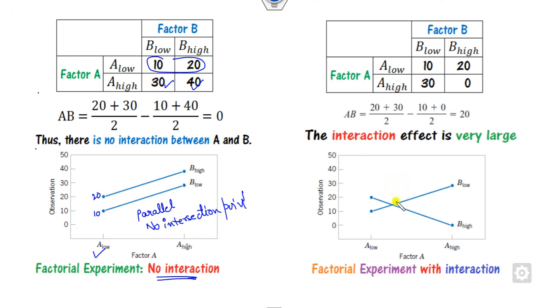On the other hand, when you consider here, this is the 10 and this is my 20 corresponding to the first line, and this is for the A high, this is my 30 and this is my 0. You can see there is a point of intersection between them. So we can say it is a factorial experiment with interaction. So this is a simple example for that.